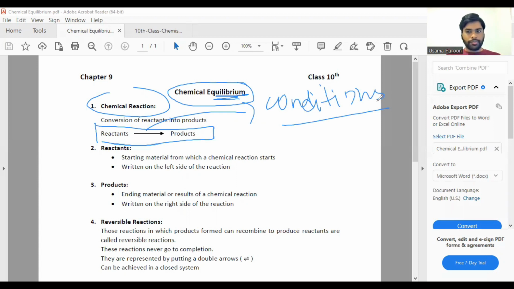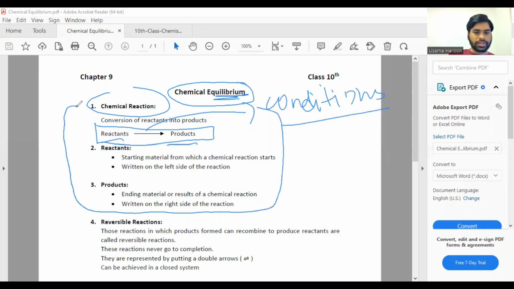But the question is, reaction conditions we will discuss, but what are reactants and what are products? We should know these basic things before starting chemical equilibrium. So the reactants are basically the starting materials from which we are starting a chemical reaction. I have written it here in the form of a bullet: starting materials from which a chemical reaction starts. These basic three definitions are not given in your book, but you should know about this.